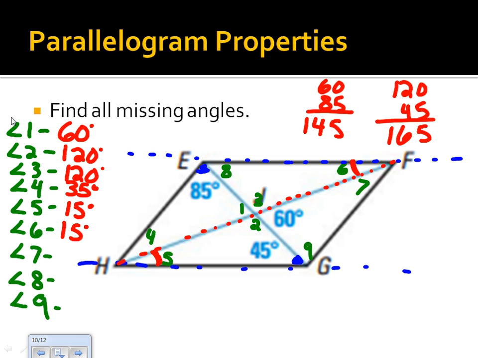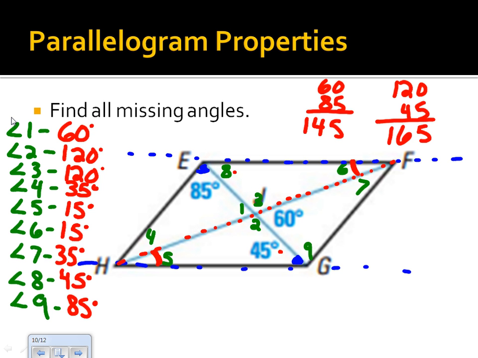Angle 7. What's angle 7 going to be the same as? Angle 4. So what's that going to be? 35 degrees. Angle 8. What's angle 8 going to be the same as then? 45. And angle 9? 85. So once we got that first one, you use the same process and you use your alternate interior. Notice that, for example, 8 and 45 are on opposite sides of that transversal. Does this make sense? So we're just using the properties we learned a long, long time ago.